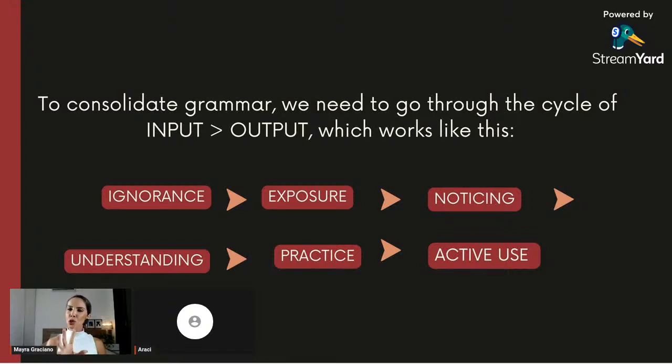So I have this strategy here that I would like to share with you. To consolidate grammar, we need to go through the cycle of input and output, okay, which works like this.